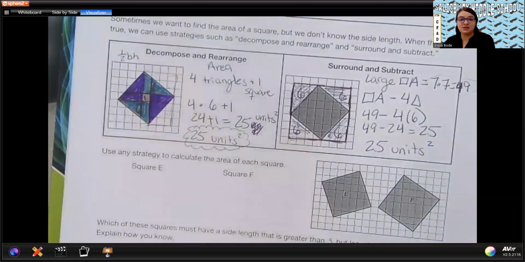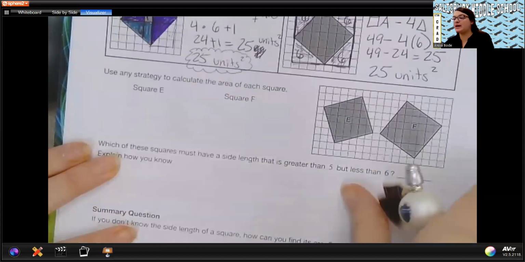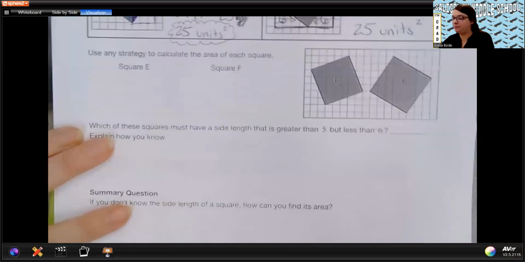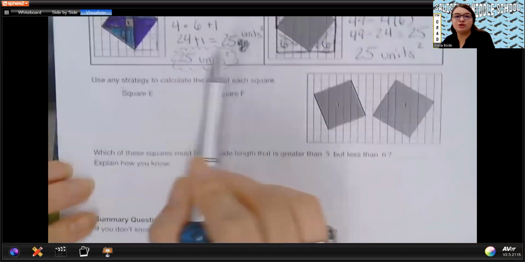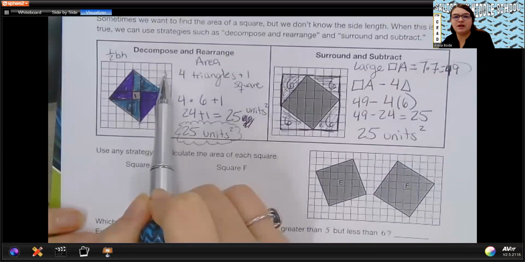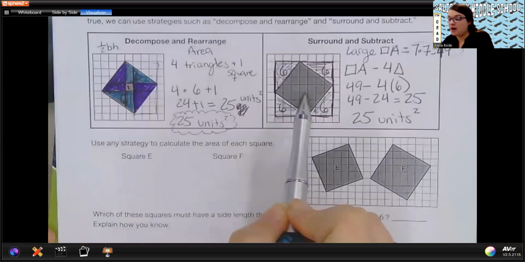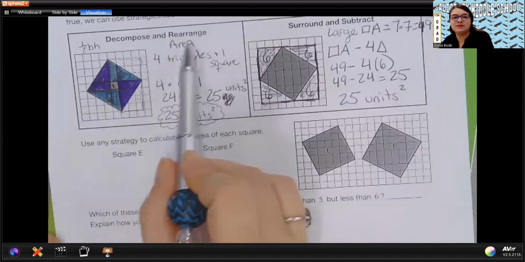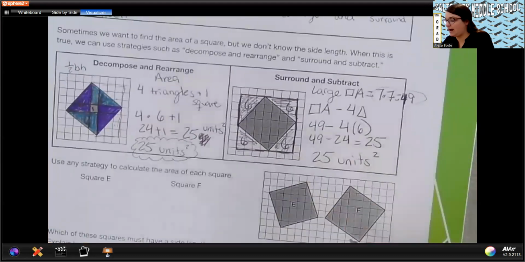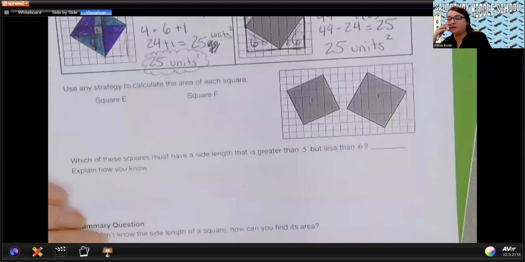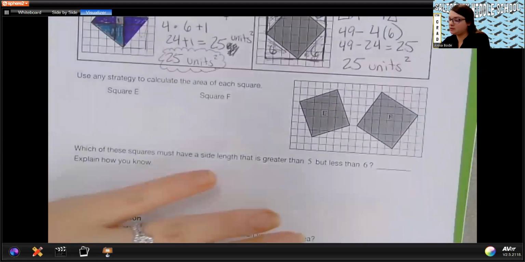And you're going to have practice with that either on the Desmos or on the packet if you would prefer to use the packet. But let's continue with a little bit more practice with me before you go on and continue on your own. So use any strategy to calculate the area of the square. So you can choose the decompose and rearrange or the surround and subtract. I'm going to use the first one, decompose and rearrange, for E, and then surround and subtract for F, just to give y'all practice and be able to see both ways.